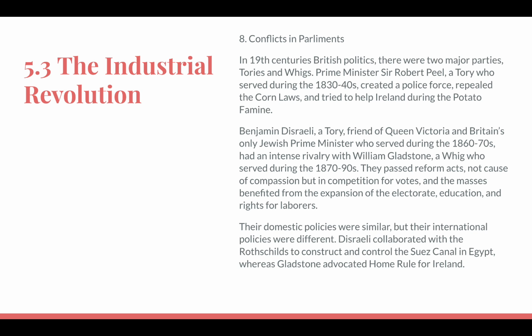They passed Reform Acts not out of compassion but in competition for votes, and the masses benefited from the expansion of the electorate, education, and rights for laborers. Their domestic policies were similar, but their international policies were different. Disraeli collaborated with the Rothschilds, a rich Jewish family, to construct and control the Suez Canal in Egypt, while Gladstone advocated home rule for Ireland.